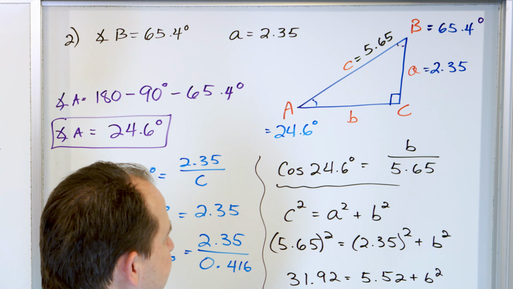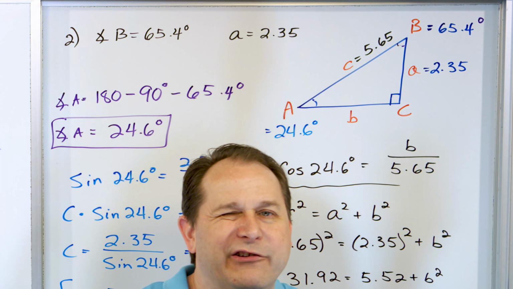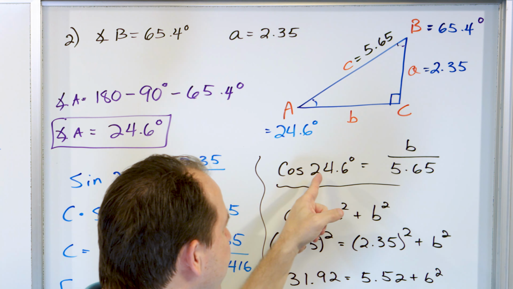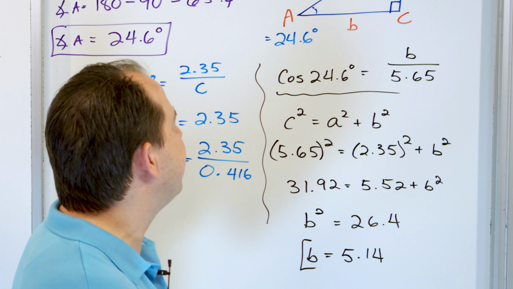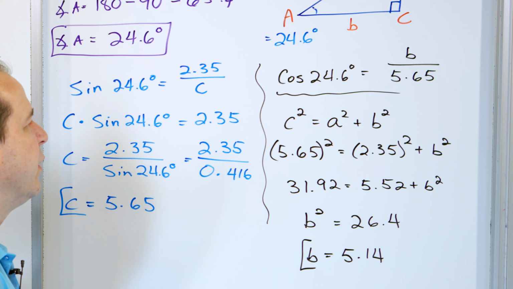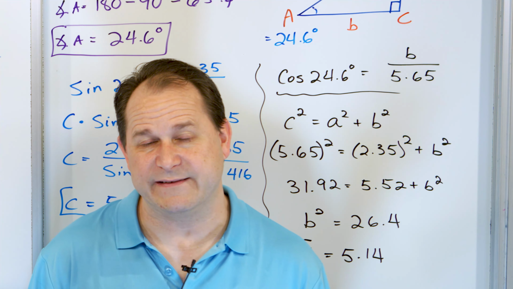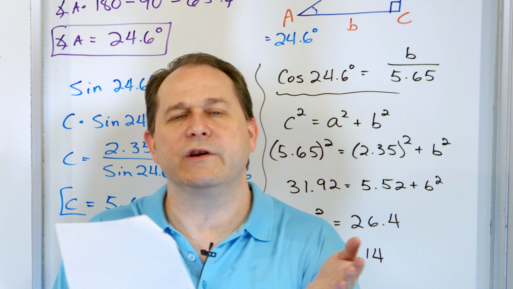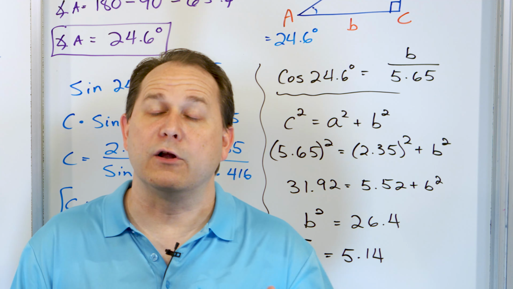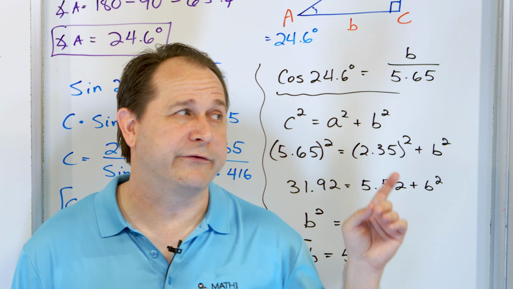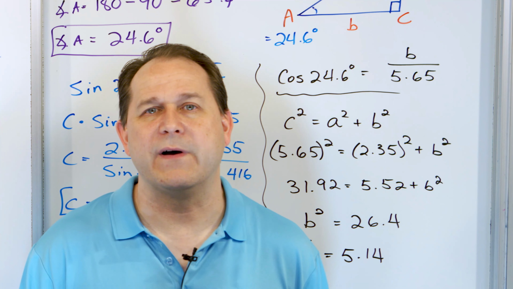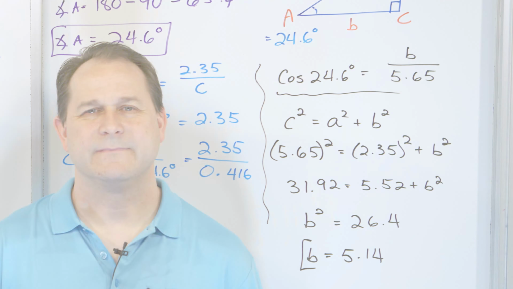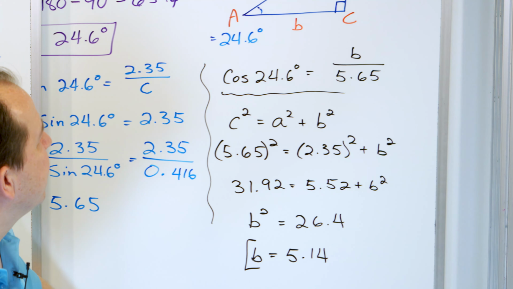Now I encourage you, even though we used the Pythagorean theorem here mostly for some variety, to go through and calculate the cosine number and multiply by 5.65. You're going to get a value of B which matches exactly 5.14, because everything should be self-consistent. Whether you use sine and cosine or the Pythagorean theorem, as long as you're doing everything correctly, you'll always get the same answer. So check that out, and then let's go on to the next problem once you verify that you get the same answer. All right, now let's slide the board away and solve our last one of these problems.